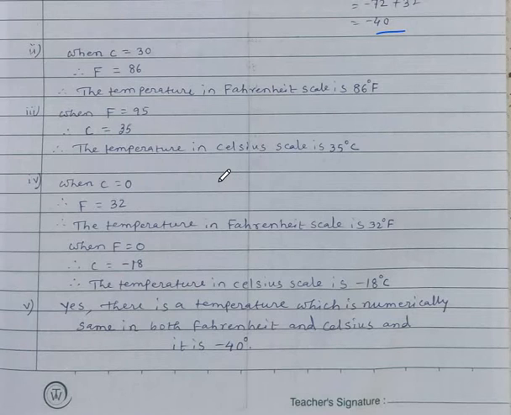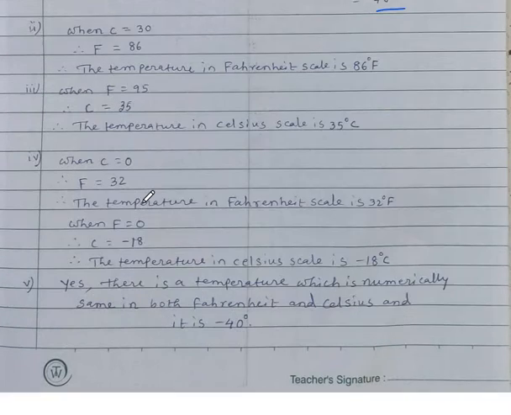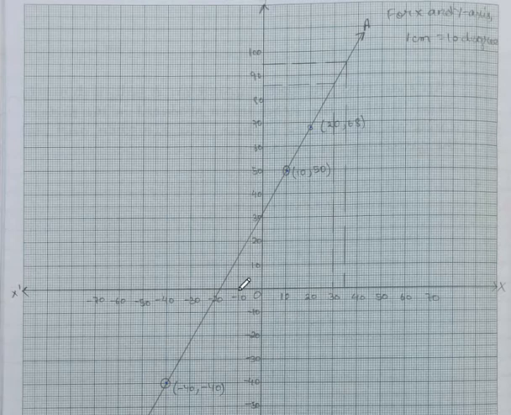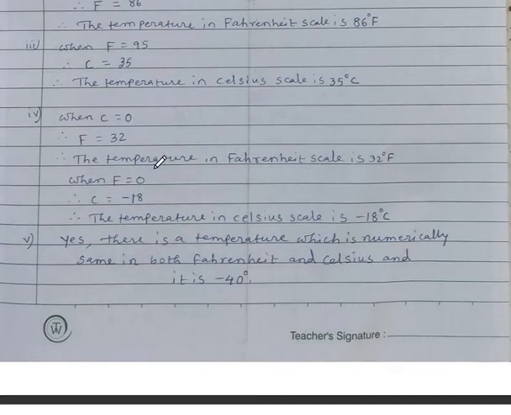Now question number 4. They said if the temperature is 0 degrees Celsius, then what is the temperature in Fahrenheit scale? And if the temperature is 0 degrees Fahrenheit, then what is the temperature in Celsius scale? So first, given temperature 0 degrees Celsius. So when C is 0, look at the sketch. When C is 0, that is at the origin only, C means X, then F is coming to this much, that is 32. When C is 0, that's why I wrote F is 32.